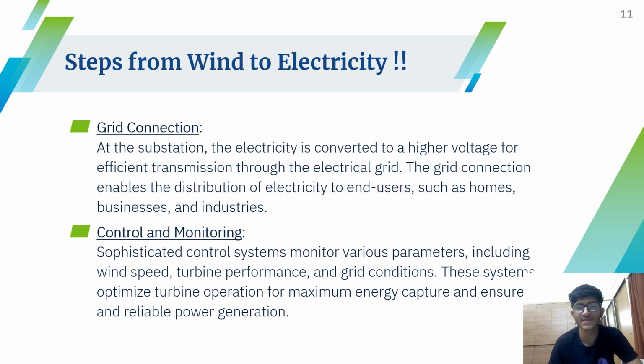The last step is about controlling and monitoring. Sophisticated control systems monitor various parameters, including wind speed, turbine performance, and grid connections. These systems optimize turbine operation for maximum energy capture, and also ensure safe and reliable power generation.